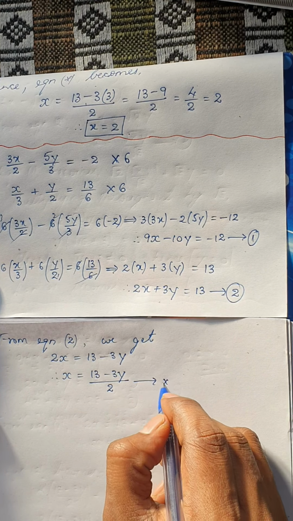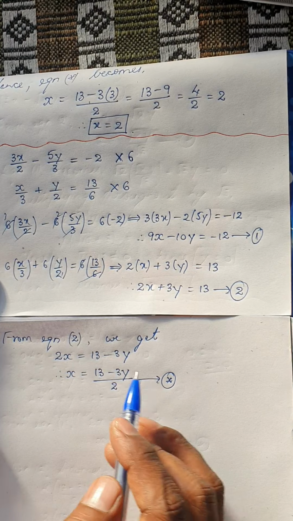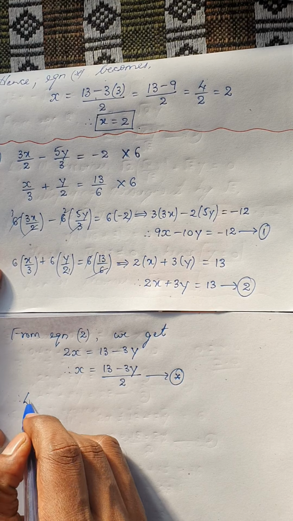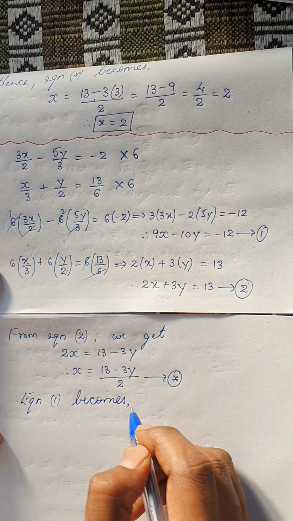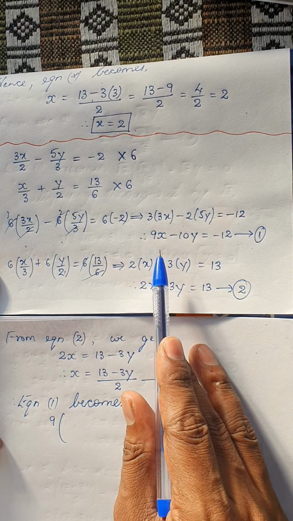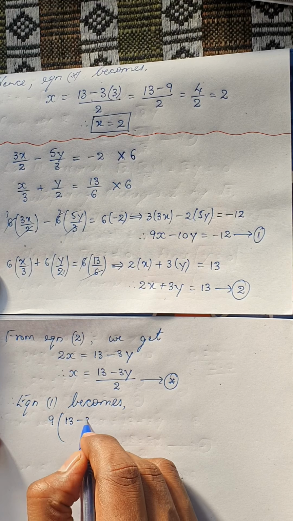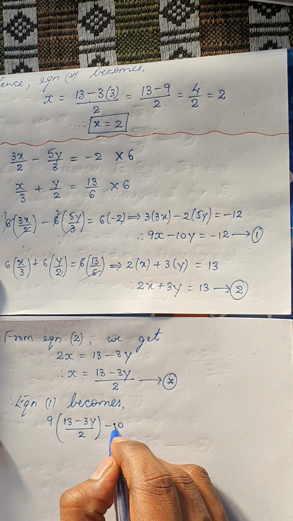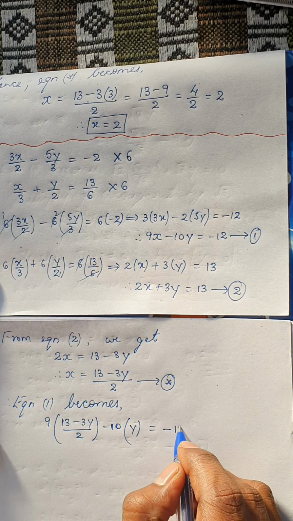Now, let me consider this as equation star because this is the substitution equation. Once I got this from equation 2, put it in equation 1. Therefore, equation 1 becomes, what happens to equation 1? Put it 9 into x. Is it clear? 9 into, I have x. What is x? Use this: 13 minus 3y divided by 2. Minus 10 into y. Y is as it is, nothing but minus 12.